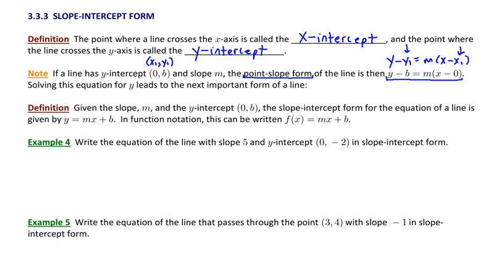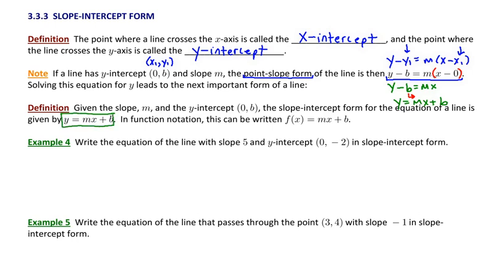Definition: given the slope m and the y-intercept (0, b), the slope-intercept form for the equation of the line is given by y equals mx plus b. So back up here, if we calculate what's inside parentheses, notice that just gives us x. So we end up with y minus b equals m times x. Then, if we add b to both sides, we end up with y equals mx plus b. So again, this is what we call the slope-intercept form.